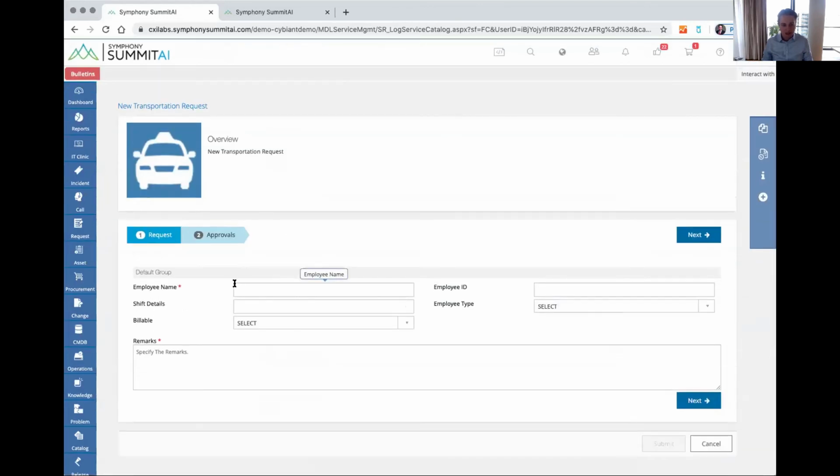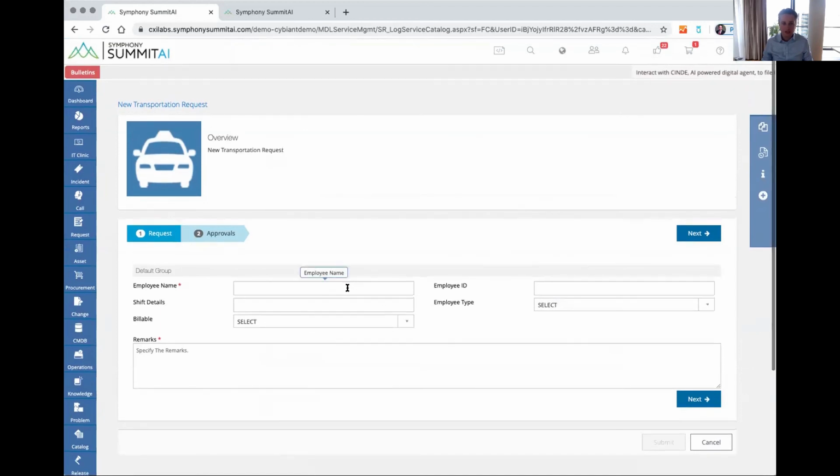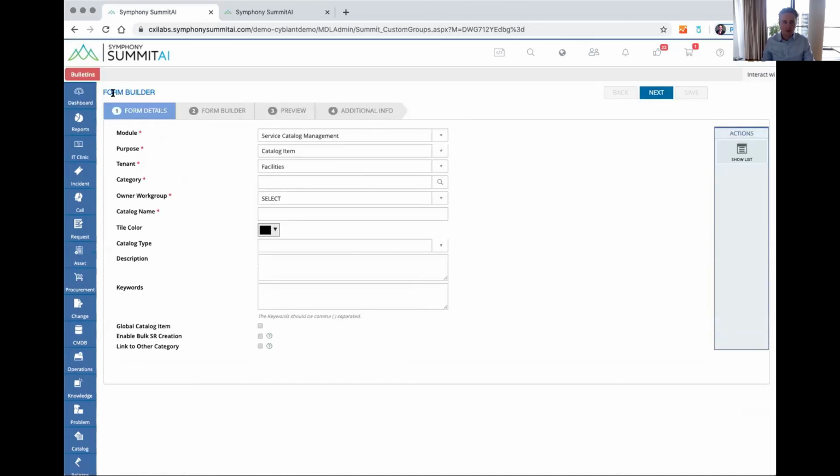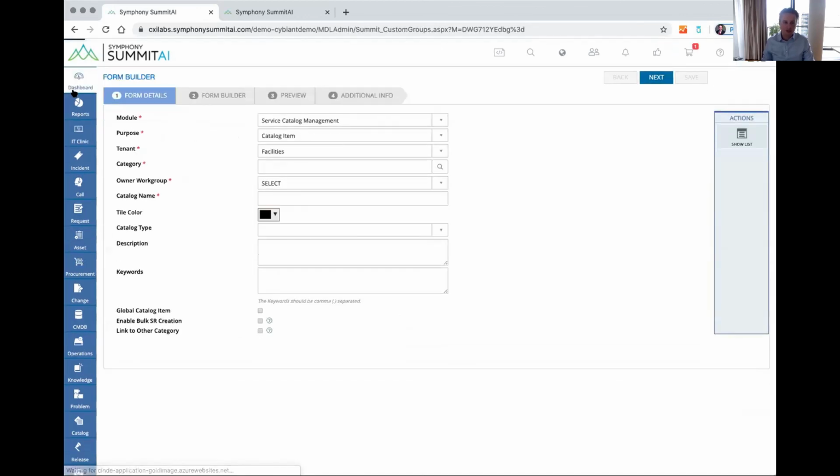We need to fill in the details of the form that we've just built, and then we can submit it and it will be executed automatically. So what I've just done is give you a very high level overview of what it means to build a self-service portal within existing technology.